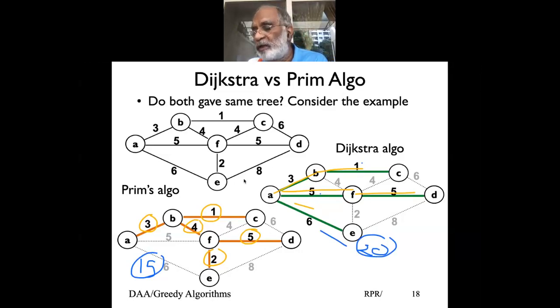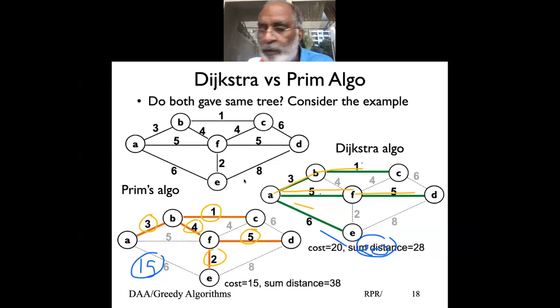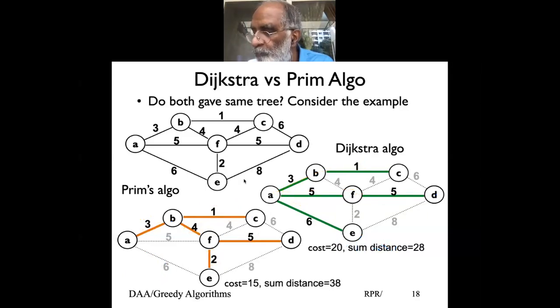But if I look at the shortest distance using Dijkstra, the distance of B is 3, the distance of C is 4. This distance is 3, this distance is 4, the distance of F is 7, the distance going with this path is 7 plus 2 is 9, and this distance is 3 plus 4, 7 plus 5 is 12. So the total distance is 38, whereas in this case it is 28.